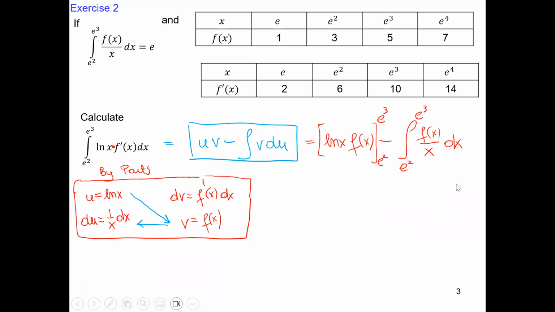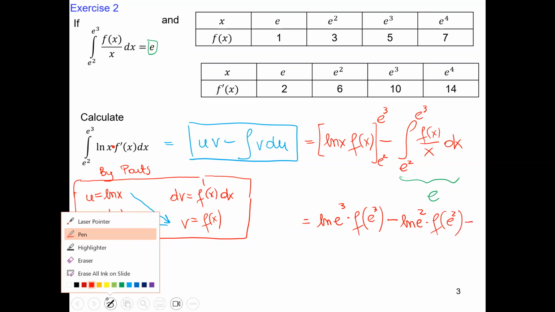Okay. I don't know if we can still try to approach this integral, but let's pay attention. This value is given. This is e. Actually, really nice. This integral is given. Let's just evaluate this first part and we will be done. Integration by parts worked. Let's substitute the upper limit: natural log of e cubed times the value of the function at e cubed, minus natural log of e squared, the lower limit, times the value of the function at e squared, and minus e.